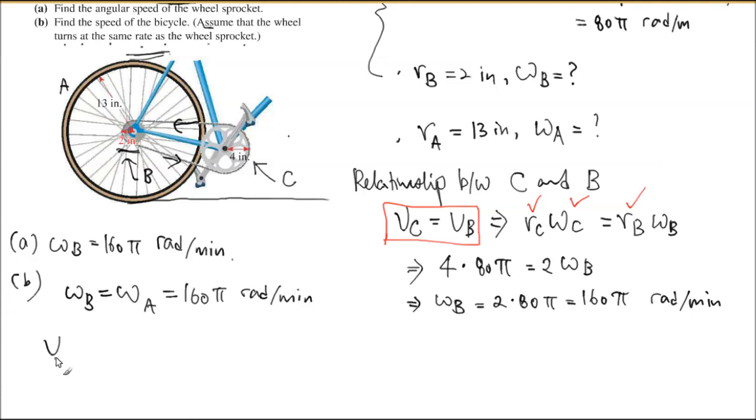V, right? Linear speed, V subscript A. That's the ideal. What's the next step? R_A times omega_A. Is that right? What is R_A? 13. What is omega_A? The same as the little one, 160 pi radians per minute. Not radians per minute. What should be the right one? This is linear speed now, V_A, linear speed, right? So speed always has time in there.